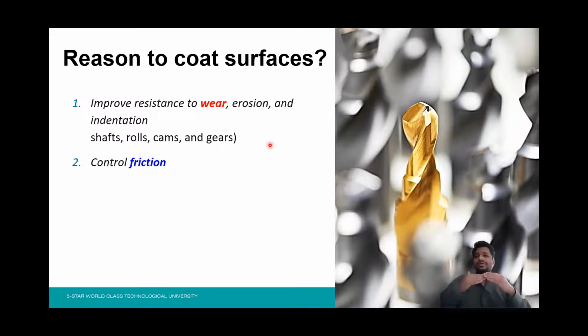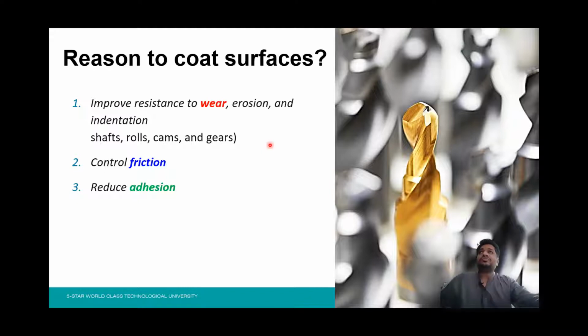Then the next thing is controlling friction. For example, if you have sliding surfaces of tools, dies, bearings, impellers, shafts, then we need to control the friction so that the amount of heat generated is within limits. Then next is reducing adhesion. If you have electrical contacts, then we need coatings which can reduce adhesion as well.